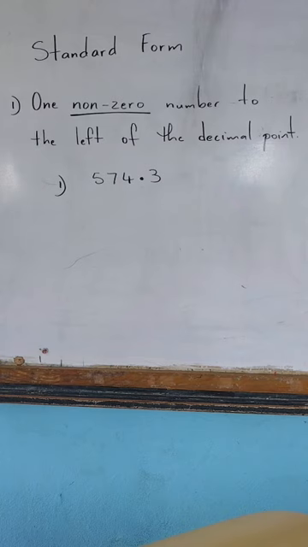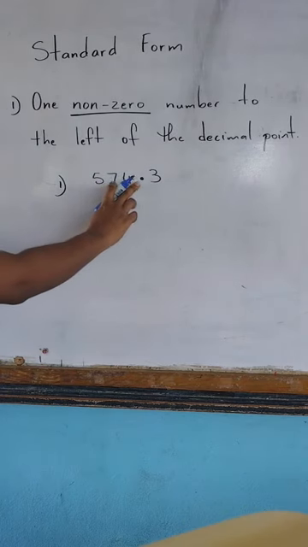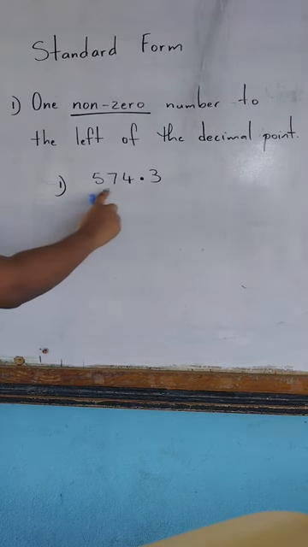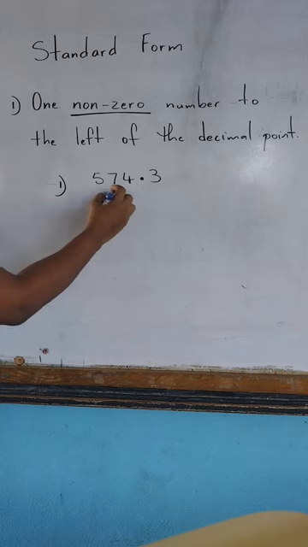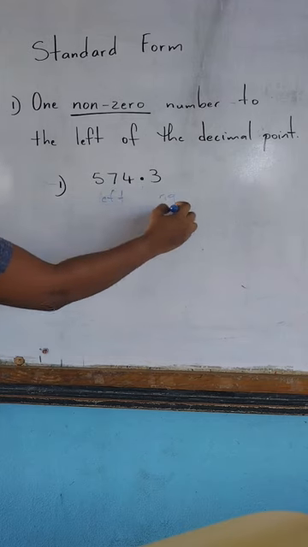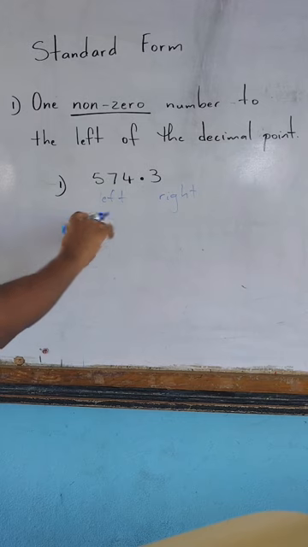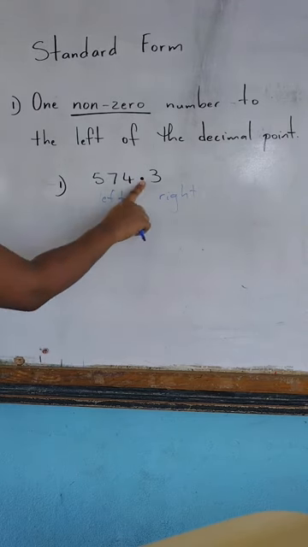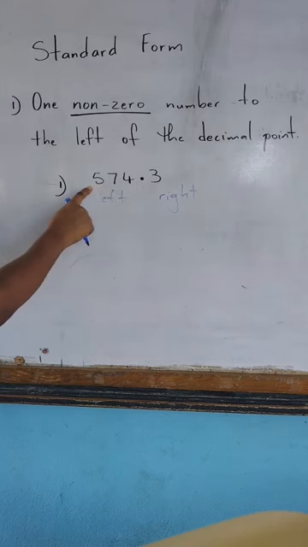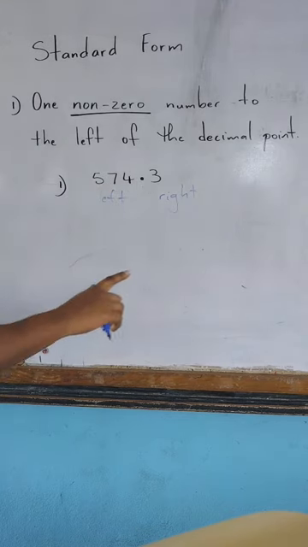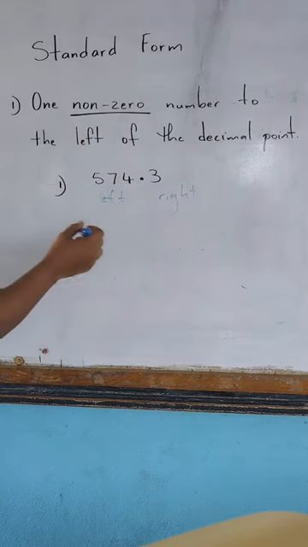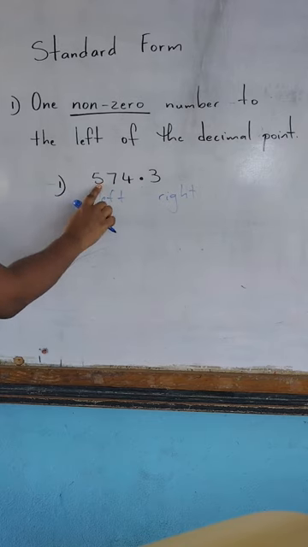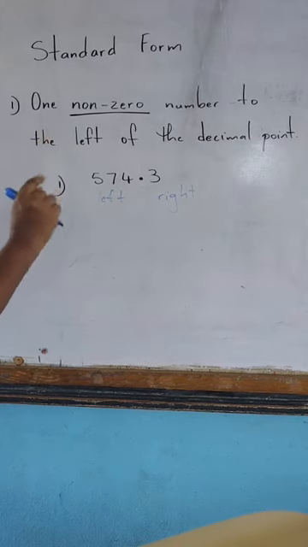So let's check this number out. I have the number 574.3. Here's where the point is. These are the numbers on your left. So this is left, this is right. Right now, this number is not in standard form, because the point is here and there are three non-zero numbers in front of the point, and I should only have one. So that means I need this point to be right here such that it's only the 5 that is in front of the point.